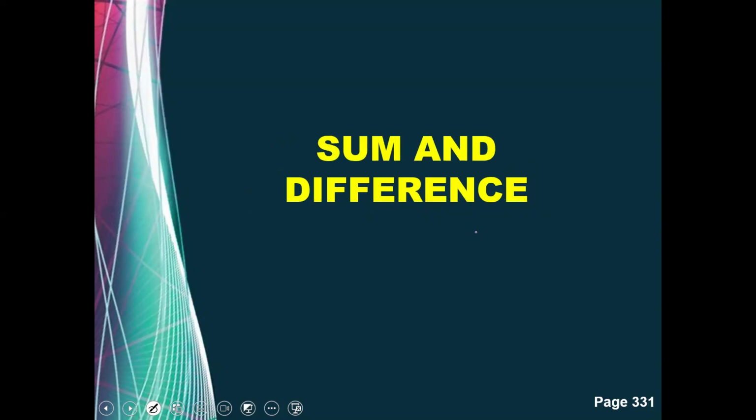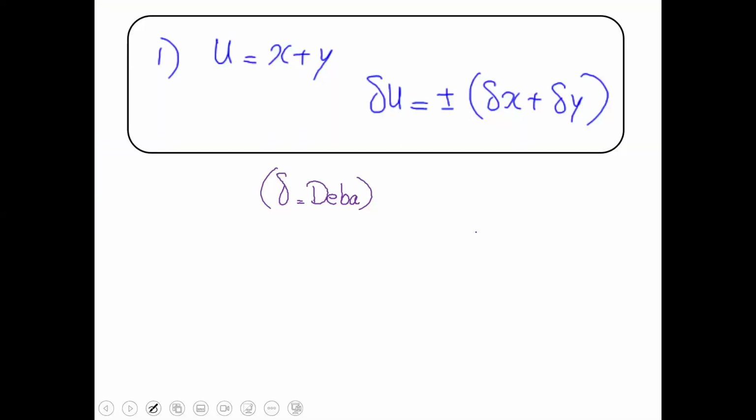Uncertainty calculations. The first one, sum and difference. Rule number 1: if u is equal to x plus y, then delta u is equal to plus minus delta x plus delta y. Copy this. Sir, can you explain this? I'm going to explain it. First, you copy it.